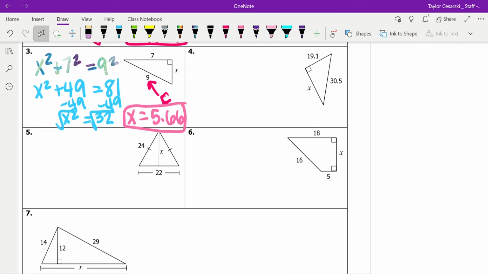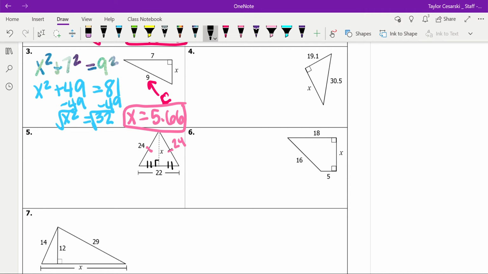All right, number 5. You notice on this one, you don't have a right triangle, but you do have something that you can work with. The base right here is 22, and you know that these lines mean that they're congruent, so this is also going to be 24. What we can do is split this guy up on the bottom, and this will be 11, and this will be 11, and we can form that right triangle there.